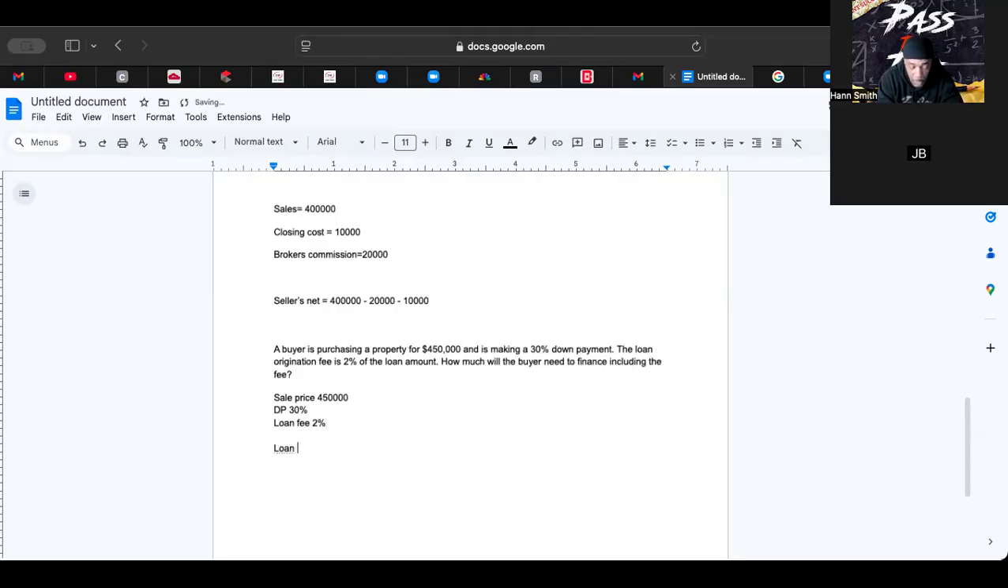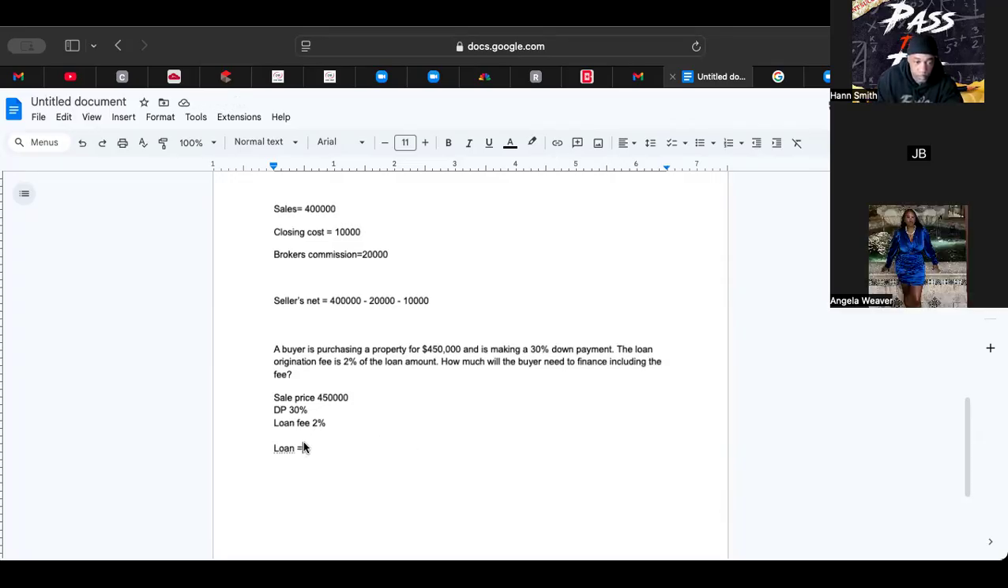So what I'm going to do down here is create another line and say loan equals 450,000 minus 135,000. And what is that? $315,000. So the loan is $315,000. So now we figured out the down payment, which is $135,000, and then the loan origination fee. Now, we wouldn't take this 2% out of the $450,000 because that's the sales price. That's not the loan amount. The loan amount is $315,000.